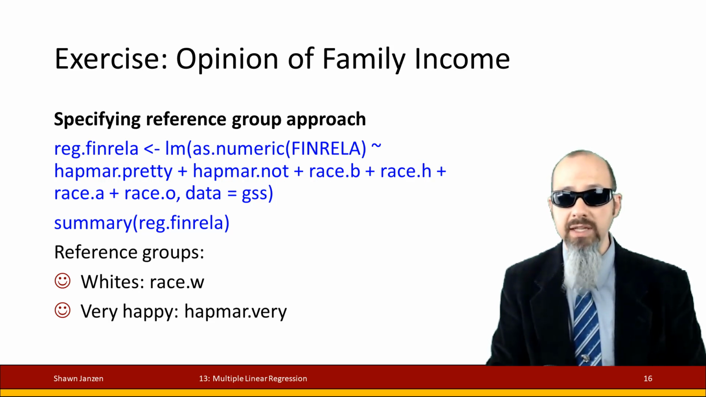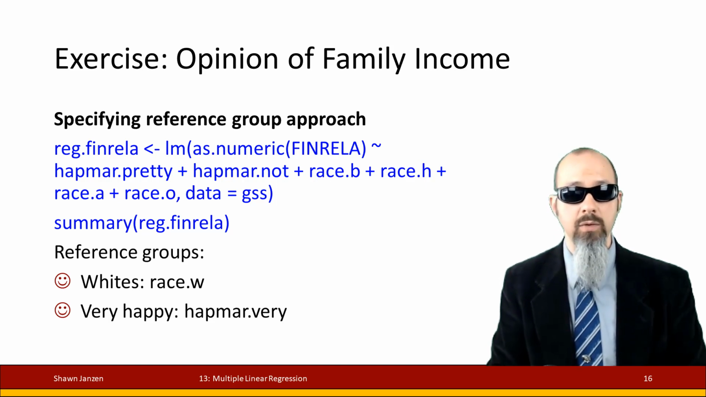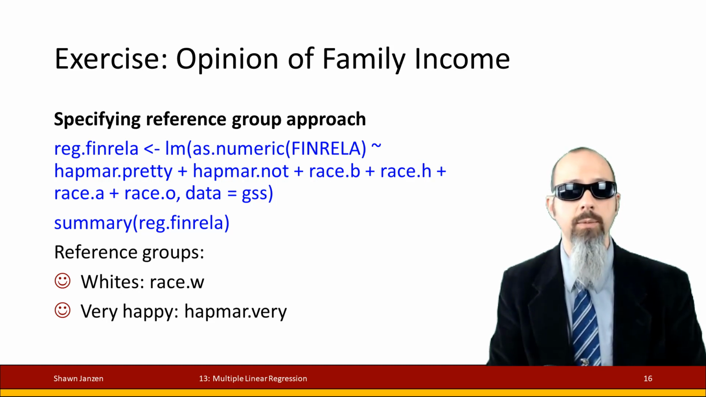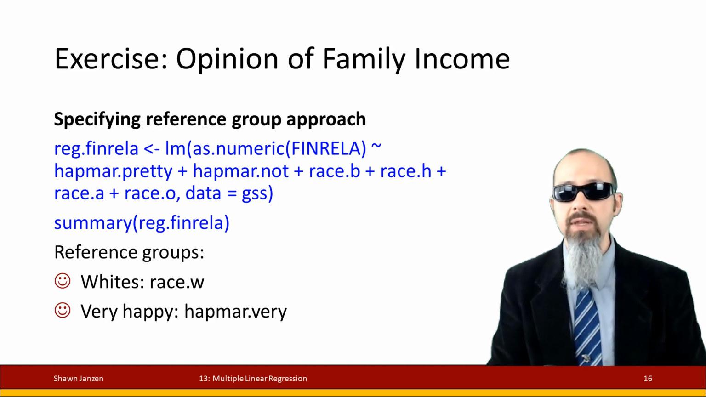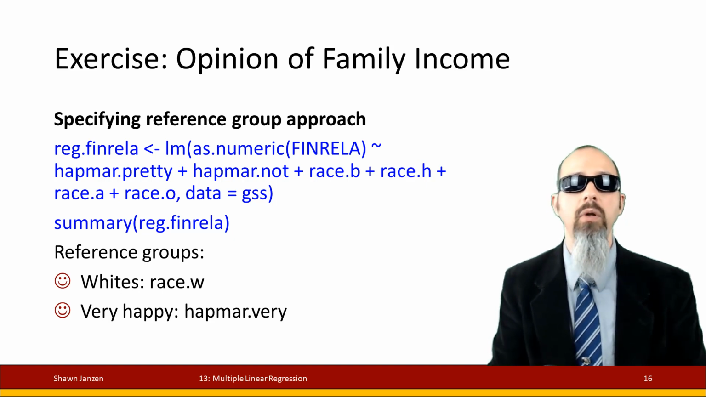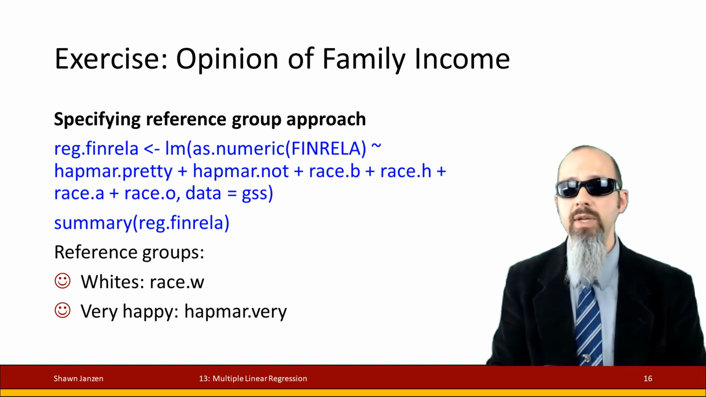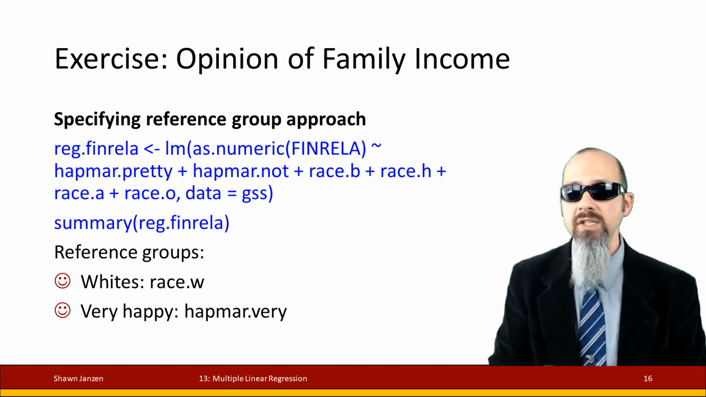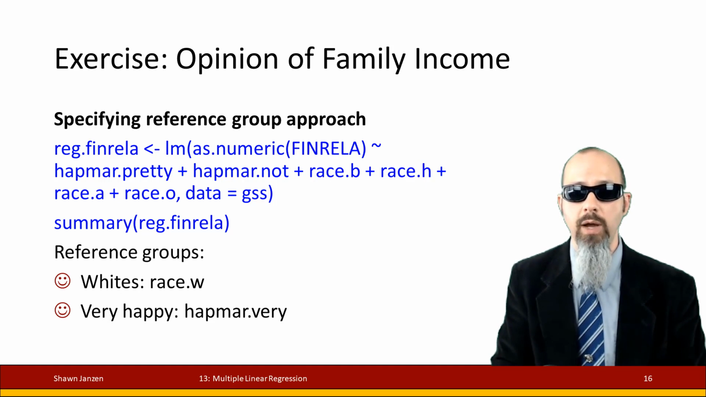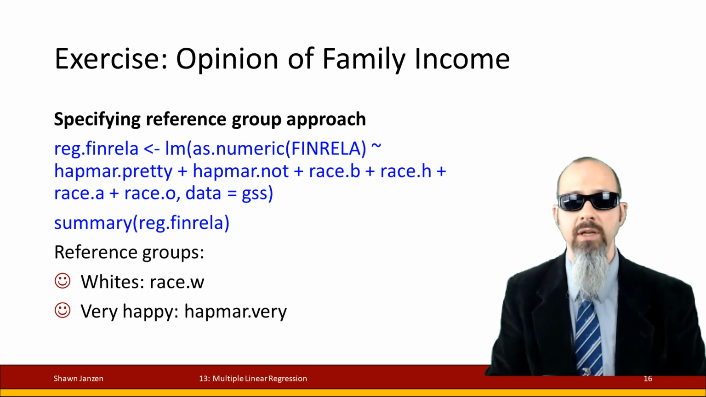I've left out, intentionally, race.w, which was my dummy group for whites, and hapmar.very, which was my dummy group for very happy. They will each become the reference groups. I've chosen them in this particular case because when we get to the auto factor method, these both happen to be the first categories of their particular variables and were pulled out as the reference groups. I want to be able to show you the comparisons between this regression output, where we are specifying which reference group we want, to the one that does the auto dummy.